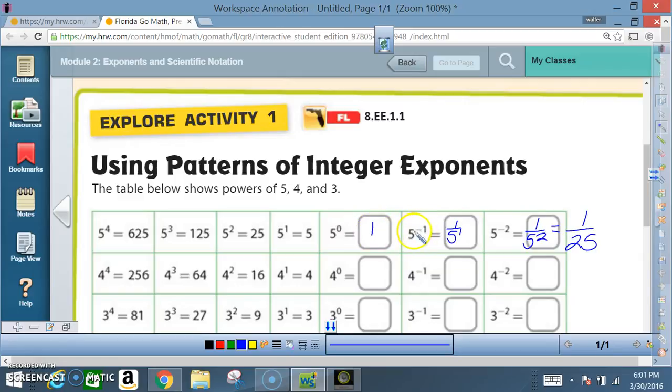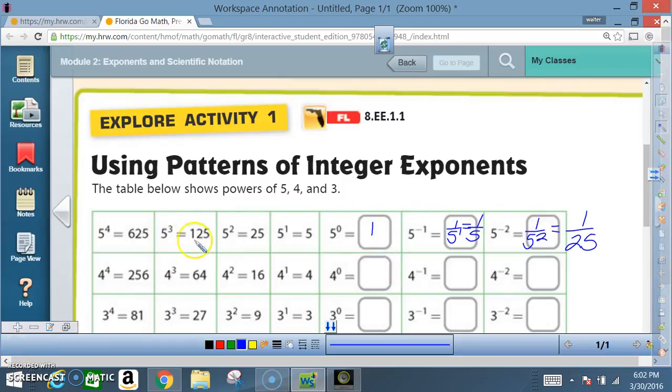Anything to the negative power, I'll put it over 1 and write the positive version of it. That's the positive version, but it's over 1, so I'll move it down. Same thing here, 5 to the negative 2, I'll put a 1 over it and then write the positive version, 5 to the second power. Now, what is 5 to the second power? 25. And by the way, what is 5 to the first power? That's going to equal 1 over 5.